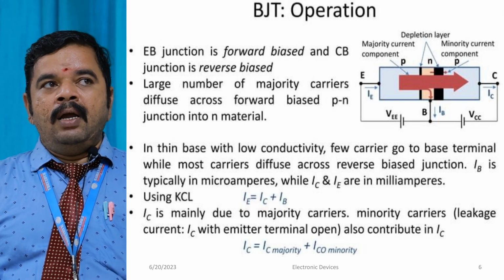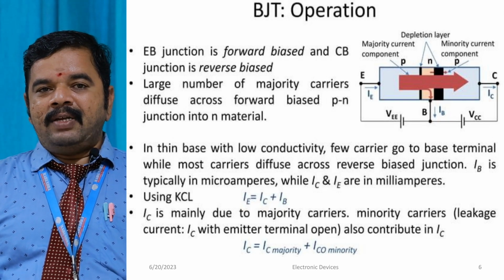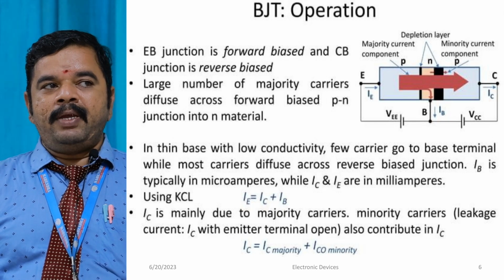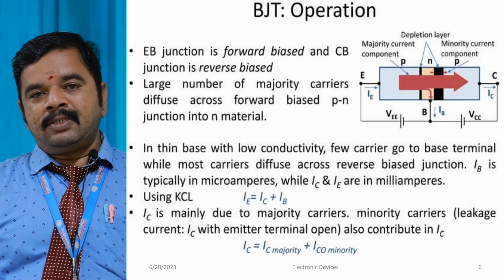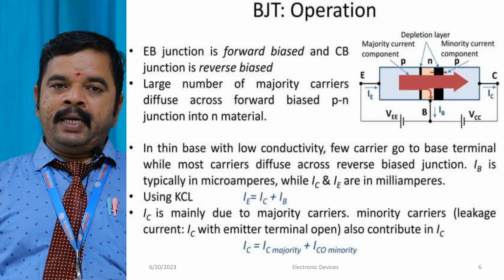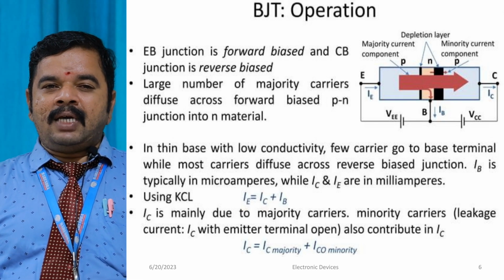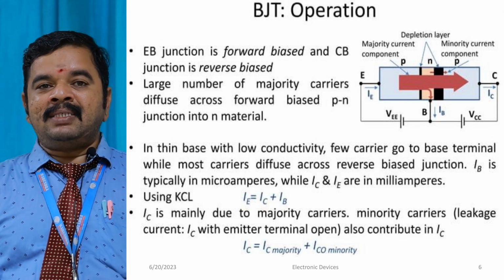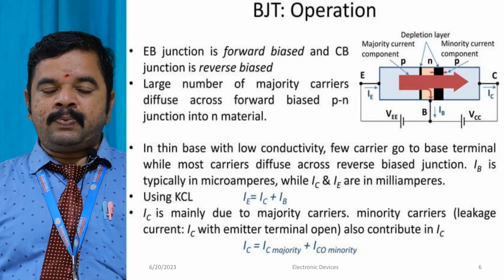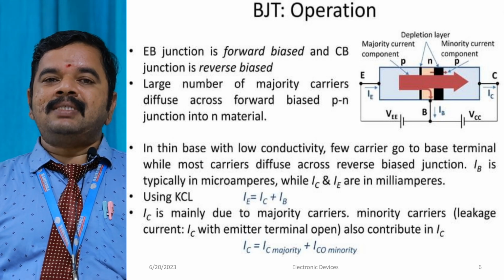So that defines the NPN transistor and the PNP transistor. The next topic is the operation of the BJT transistor. Generally we should know what bias is. Without bias the transistor cannot operate. What does bias mean? Bias means we have to give the supply.